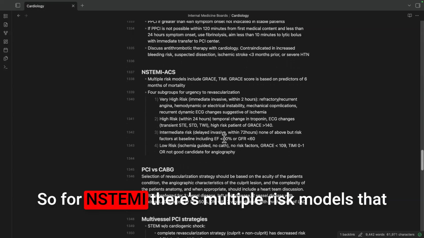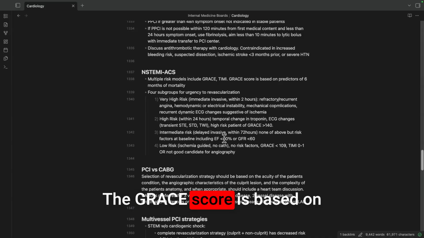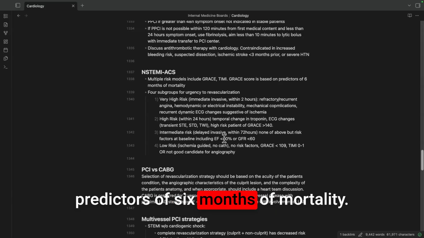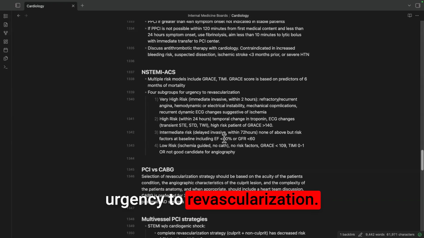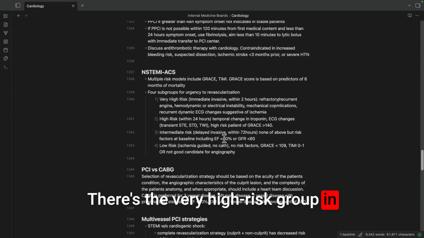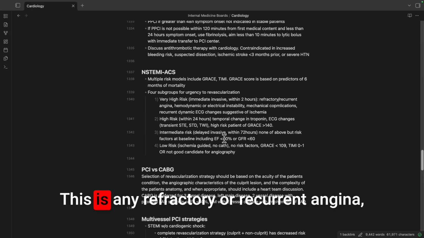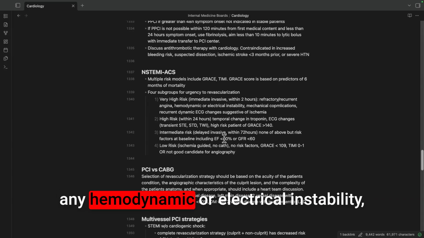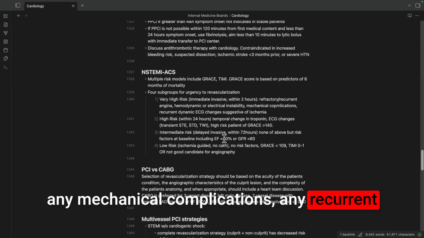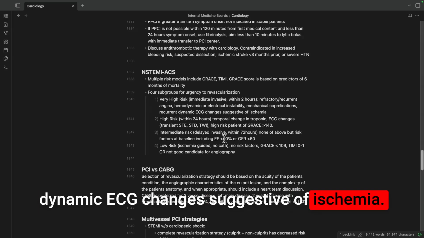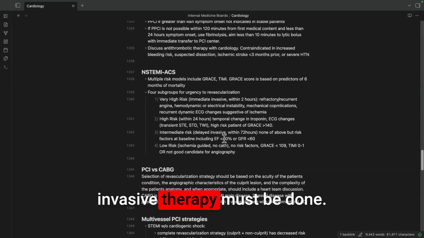So for NSTEMI, there are multiple risk models that you'll have to incorporate, such as GRACE or TIMI. The GRACE score is based on predictors of 6 month mortality. There are 4 subgroups for urgency of revascularization. There's the very high risk group, in which immediate invasive therapy within 2 hours is necessary. This is any refractory or recurrent angina, any hemodynamic or electrical instability, any mechanical complications, any recurrent dynamic ECG changes suggestive of ischemia. Then there's the high risk group. Within 24 hours, invasive therapy must be done.